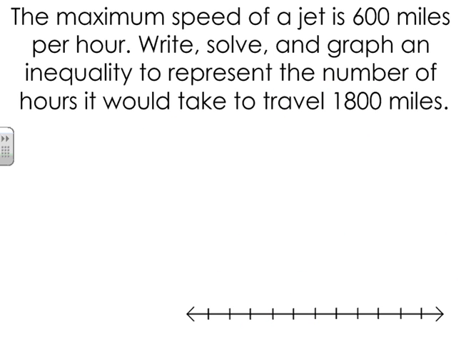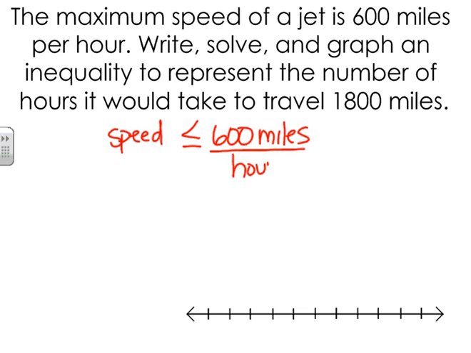All right, final example has to do with speed. It says the maximum speed of a jet is 600 miles per hour. So I'm going to say that the speed has to be less than or equal to 600 miles per hour. You cannot go over that for this particular jet. Okay, write and solve and graph an inequality to represent the number of hours it would take to travel 1,800 miles.